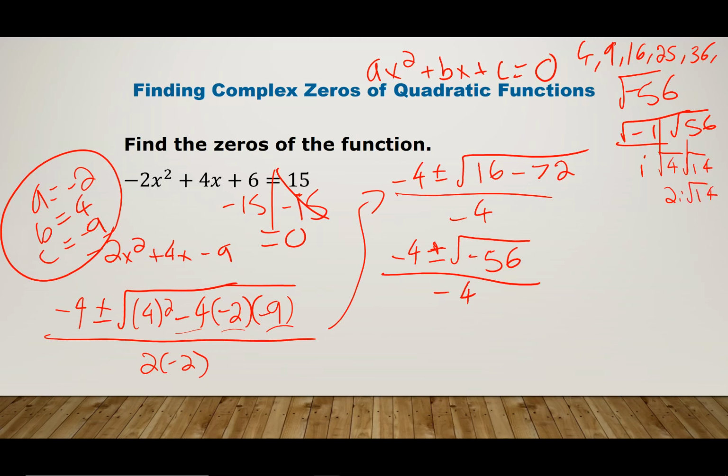So the square root of negative 56 simplifies to this. I'm going to use that to replace the square root of negative 56. So I still have negative 4, plus minus, I'm going to write 2i square root of 14. That's replacing my square root of negative 56, all divided by negative 4.